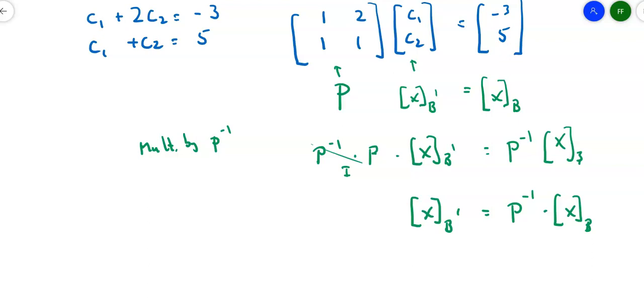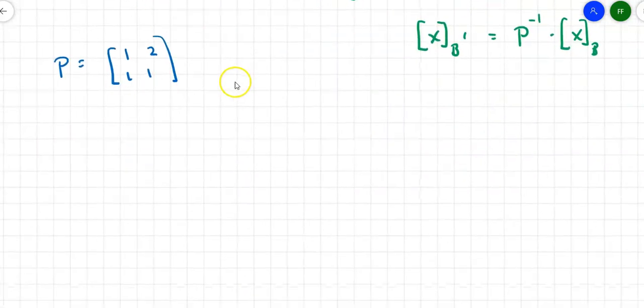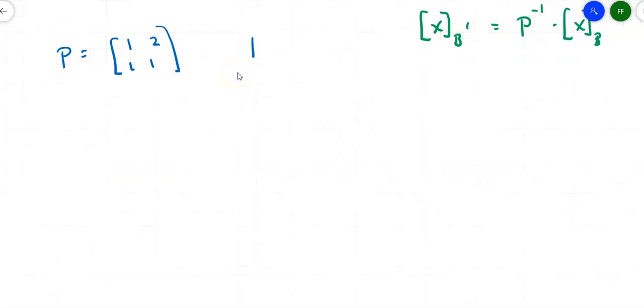Before I slide this up, let me write matrix P over here as 1, 2, 1, 1. Remember what the rules are for finding the inverse of a 2 by 2 matrix. First thing you need is the determinant. So the determinant of matrix P is going to be 1 minus 2, which is -1. Okay. Good news is the matrix has an inverse.